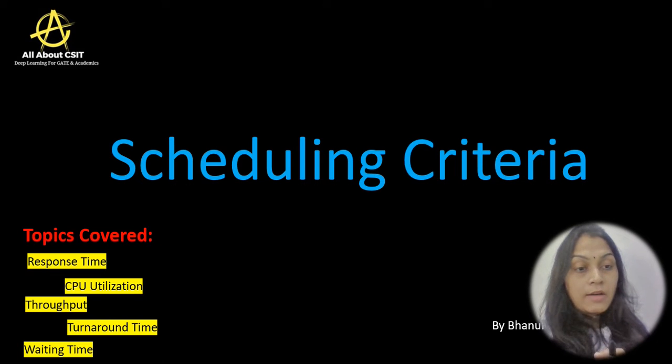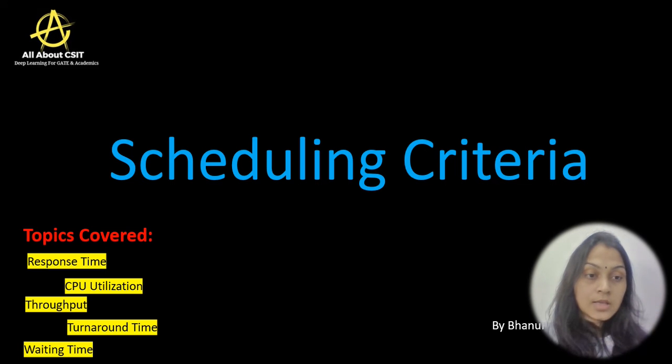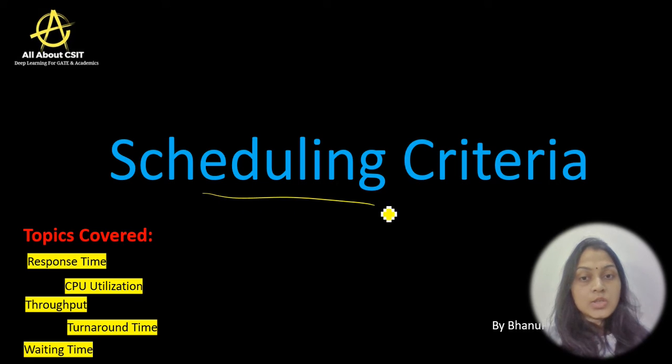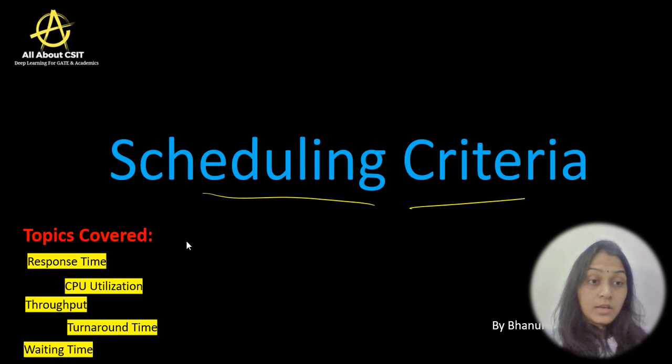In CPU scheduling, you have so many problems to solve, and you need to apply different scheduling criteria. For that, the basics should be clear. Now let's start with the scheduling criteria. I'm going to explain what exactly response time is, what CPU utilization, throughput, turnaround time, waiting time, and load average time are. These are all the concepts that I'm going to cover in this video. At the end of this video, you will get clarity on the concept.